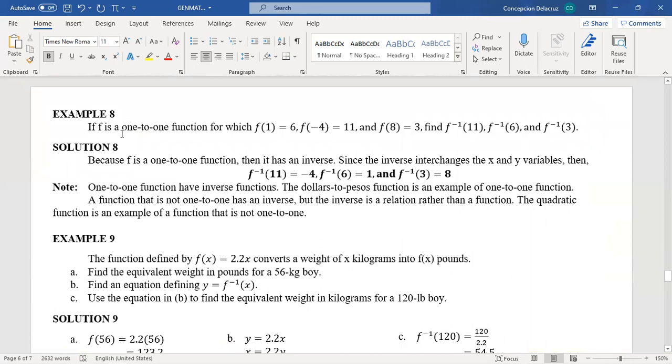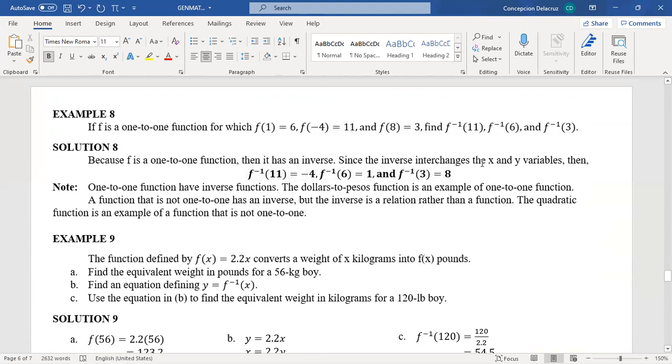This one, example number 8. If f is one-to-one function for which f of 1 is equal to 6, f of -4 is equal to 11, f of 8 is equal to 3, find the f inverse of 11, f inverse of 6, and f inverse of 3. So because f is one-to-one function, then it has an inverse.